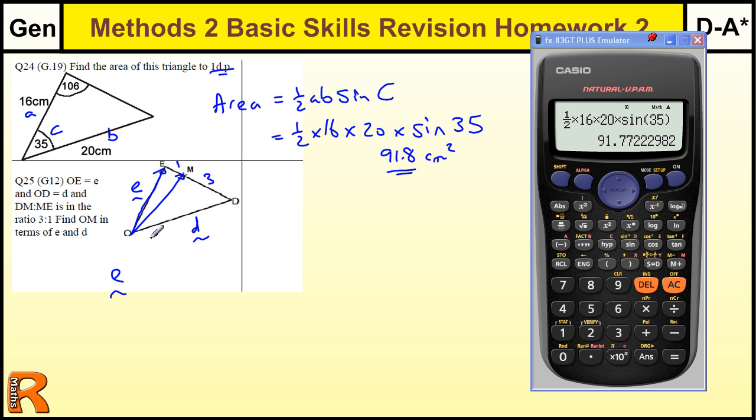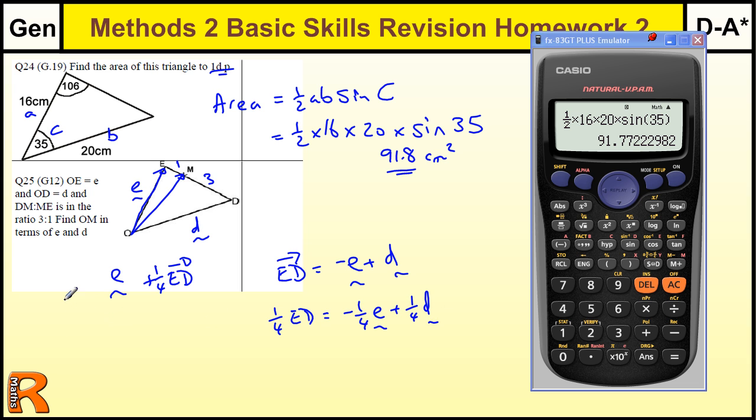We need to start by doing E and then a fraction of this line, which is ED. So we're going to add E to D. And what fraction do we want? We want 1 out of 4. So we want 1/4 of ED. Now ED is going to equal minus E plus D, or D minus E. So we want 1/4 of that, so 1/4 of ED is going to be minus 1/4 E plus 1/4 D.